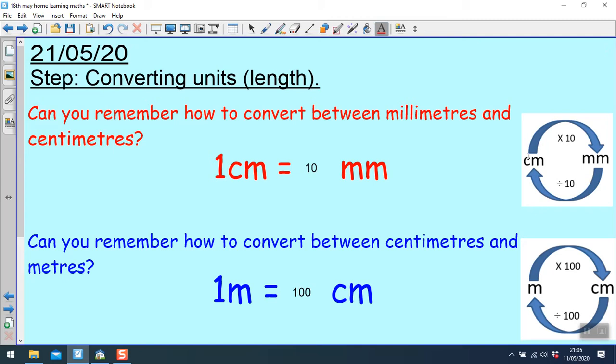Which shows the conversion. To go from centimetres to millimetres, you multiply the number by 10. To go from millimetres to centimetres, you divide the number by 10. To go from metres to centimetres, you multiply your number by 100, and to go from centimetres to metres, you divide your number by 100.